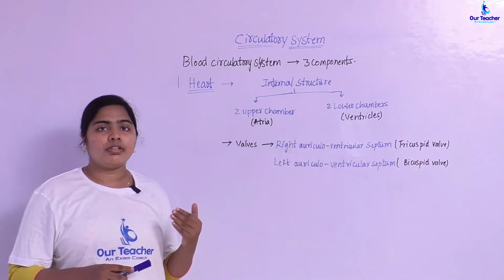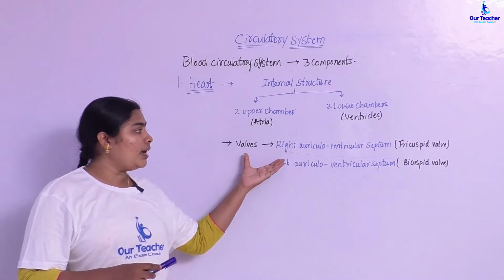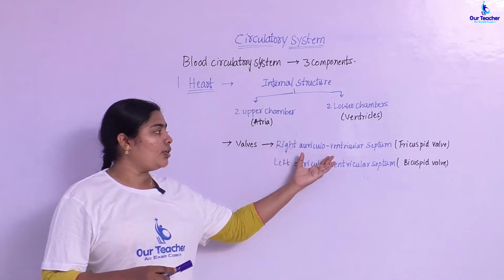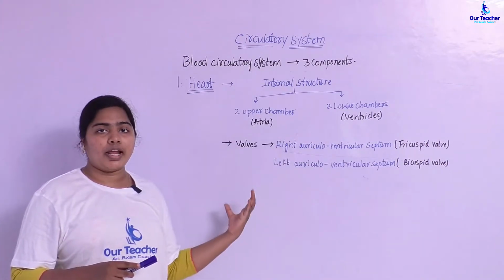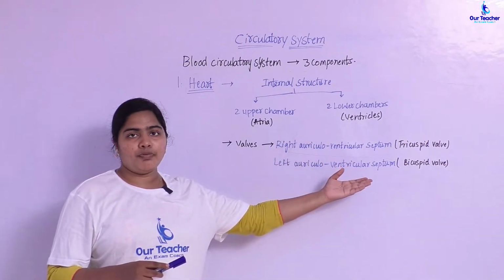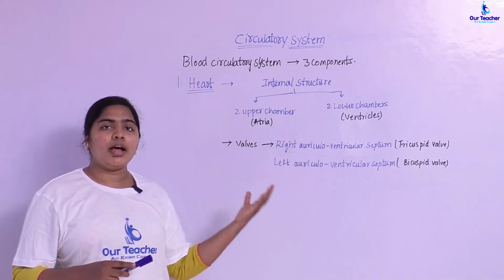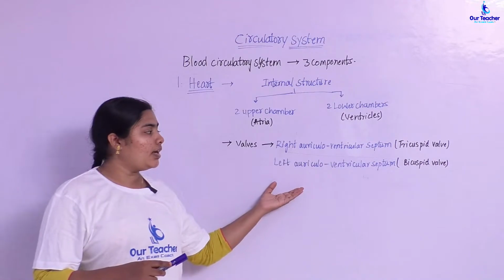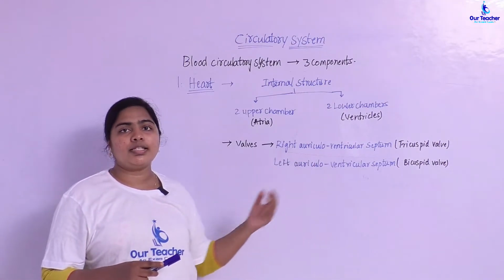And also some walls are present. In the internal structure of the heart, on the right side, there is a right auriculoventricular septum, in between the atrium and ventricle of the right side, that is the tricuspid valve. And on the left side, in between the atrium and ventricle of the left side, that is the bicuspid valve. So we call it the left auriculoventricular septum.